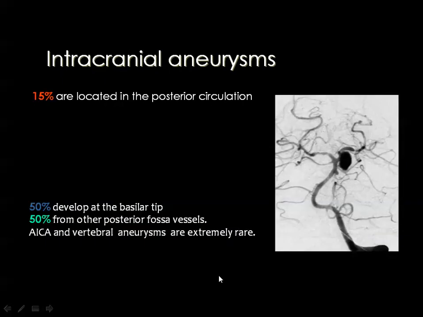Then 15% of intracranial aneurysms occur in the posterior circulation, and 50% of these 15% represent the basilar tip aneurysm, or the aneurysm of the basilar tip. Then the rest of the 50% of the posterior circulation aneurysms belong to other vessels in the posterior fossa.